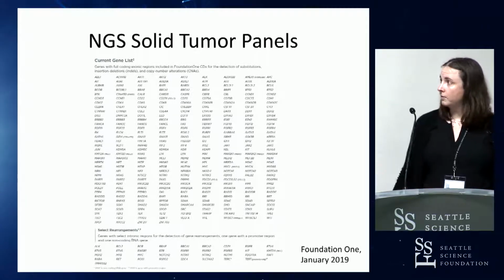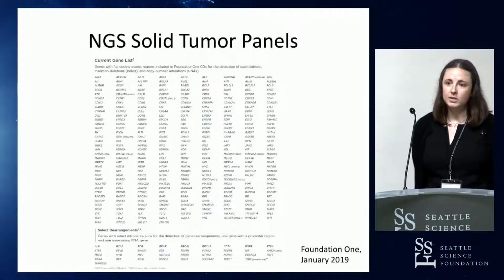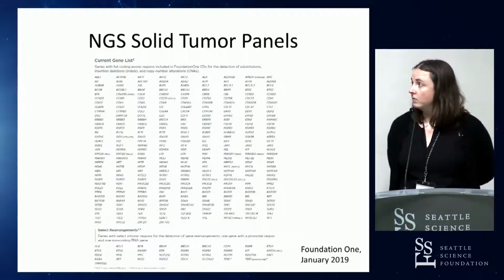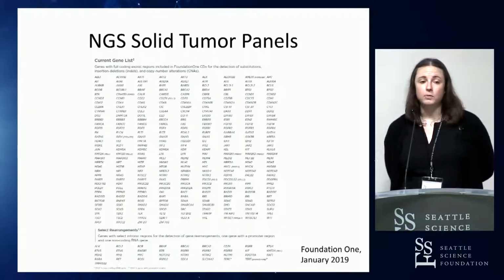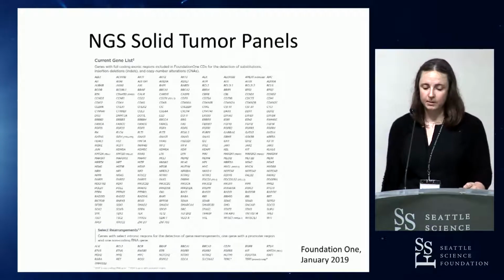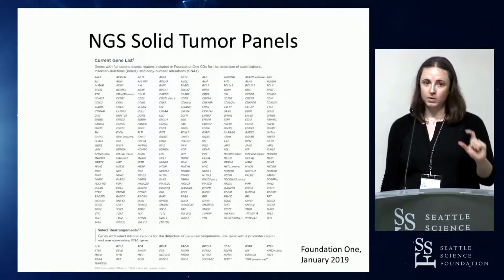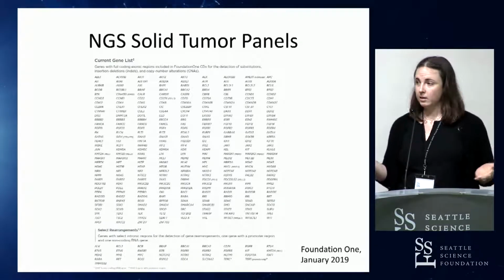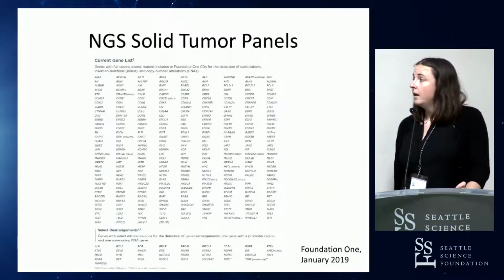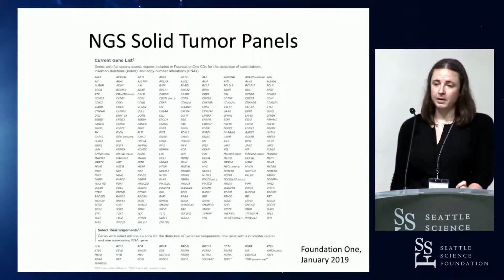So I pulled this off of the Foundation One website, and as you can see, there's a rather extensive list of genes that are tested for, and it's really phenomenal that with a very small amount of tissue, we can explore a lot of different genes. And these panels can be both good and bad.